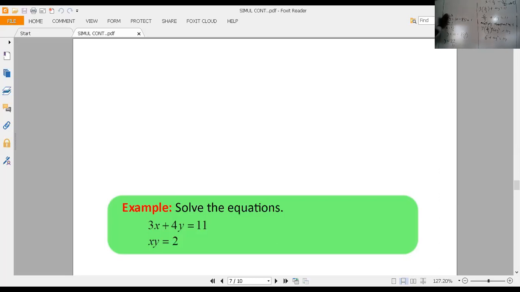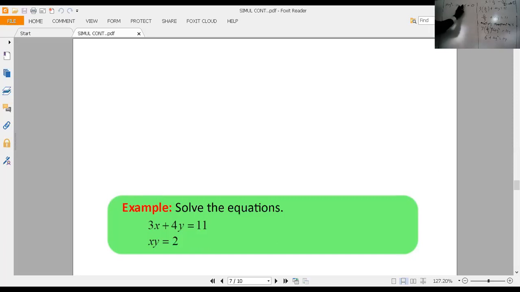So if you look at it, it's a quadratic equation of a single variable, y. So it's now easy for us to solve. Now, rearranging that equation, you will have 4y squared minus 11y plus 6 equals 0. From here, we want to get the factors.